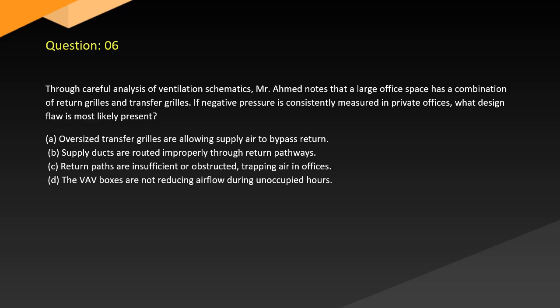A. Oversized transfer grills are allowing supply air to bypass return. B. Supply ducts are routed improperly through return pathways. C. Return paths are insufficient or obstructed, trapping air in offices. D. The VAV boxes are not reducing airflow during unoccupied hours.